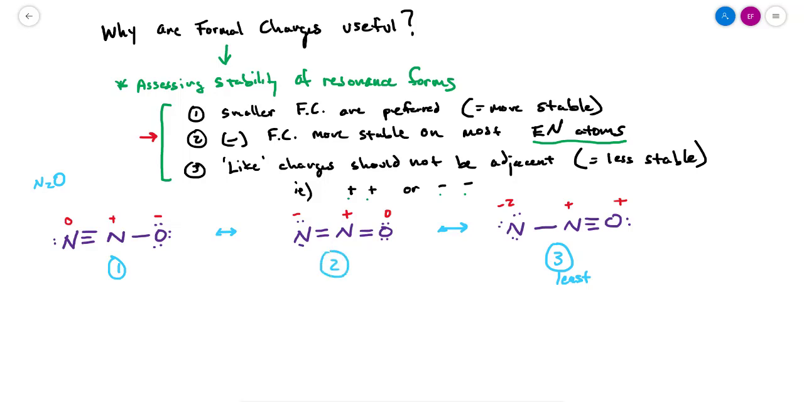We could also, just for kicks, look at like charges should not be adjacent on what we'd already assigned as number 3, the least stable. Here we also have 2 positive charges adjacent to each other, in addition to the fact that this is a -2. So this is really, really not stable. So 1 is going to be more stable than 2, and 2 is going to be quite a bit more stable than 3.